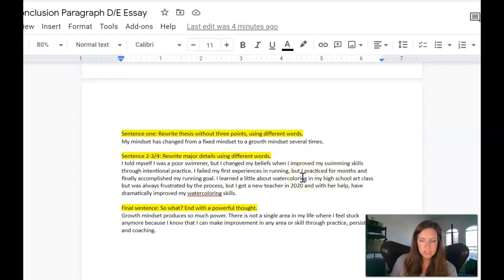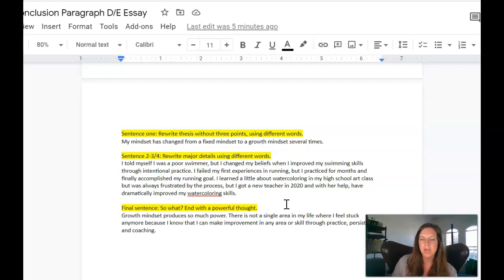So just to recap what I talked about in those sections. I told myself I was a poor swimmer, but I changed my beliefs when I improved my swimming skills through intentional practice. I failed in my first experiences in running, but I practiced for months and finally accomplished my running goal. I learned a little about watercoloring in my high school art class and was always frustrated by the process. But I got a new teacher in 2020, and with her help have dramatically improved my watercoloring skills. Okay, so that's a recap of my major details, and then I finish with my so what, right?